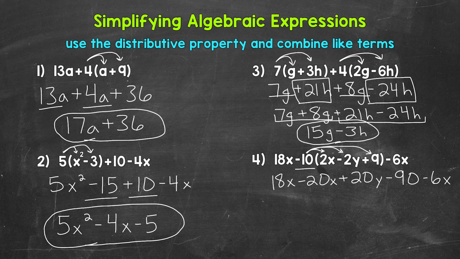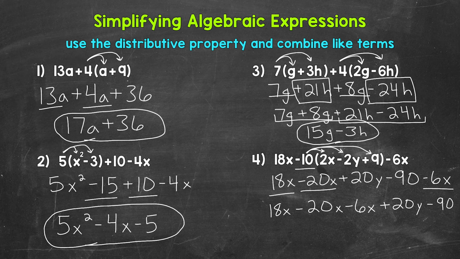Now we can look for any like terms that we can combine. So do we have any like terms? Yes, 18x, negative 20x, and negative 6x. Let's rewrite the expression with those like terms next to each other. So 18x minus 20x minus 6x plus 20y minus 90. Now we can combine like terms.